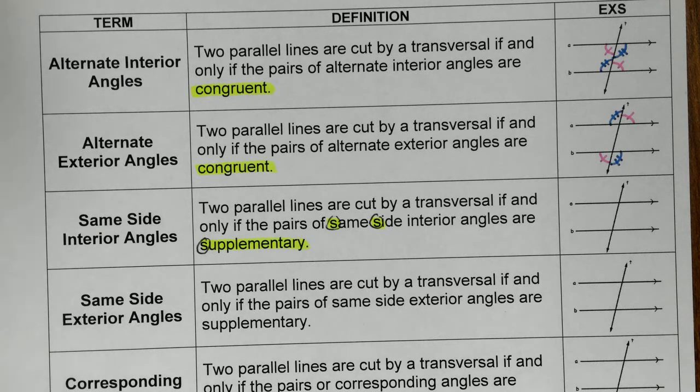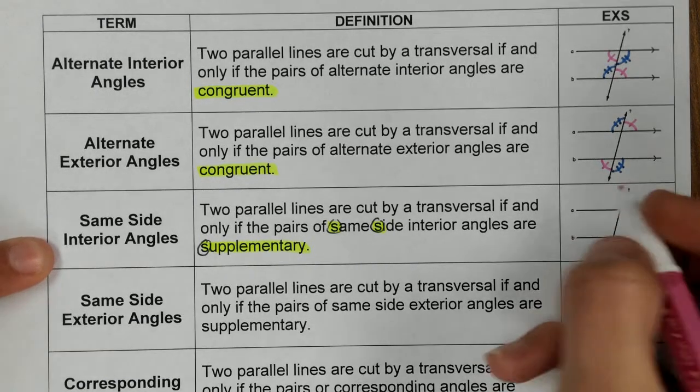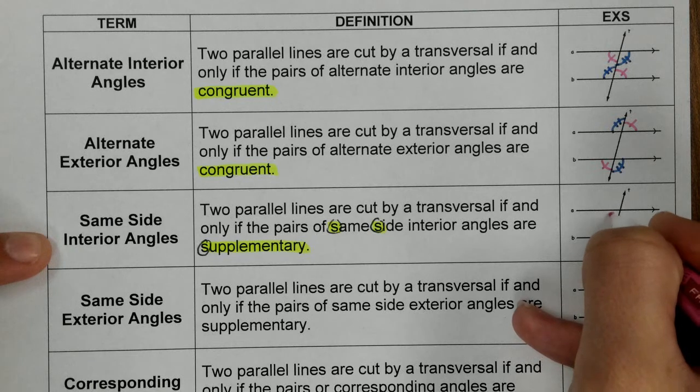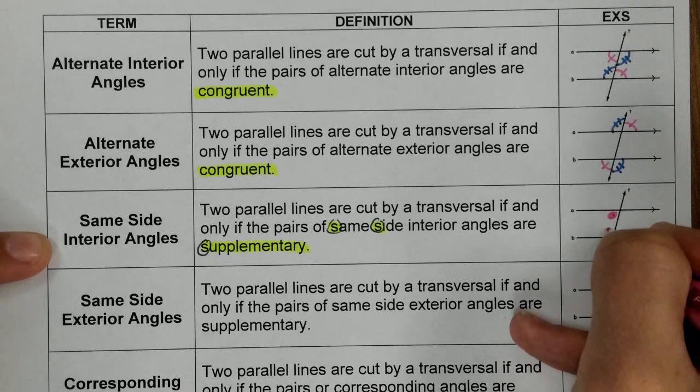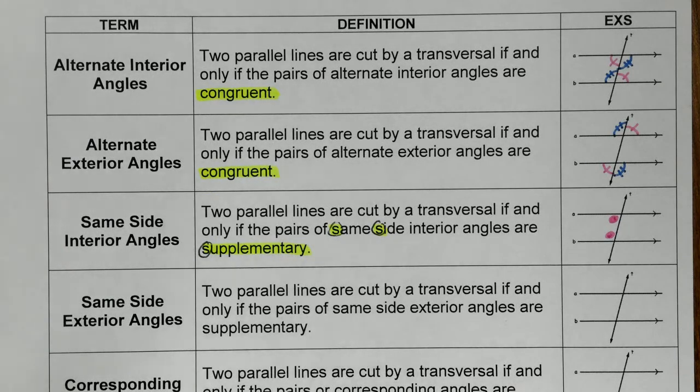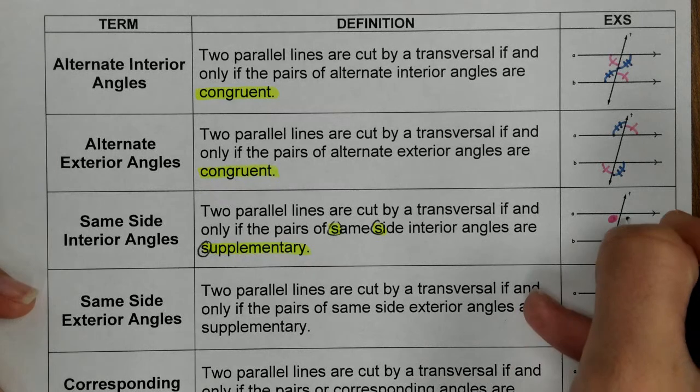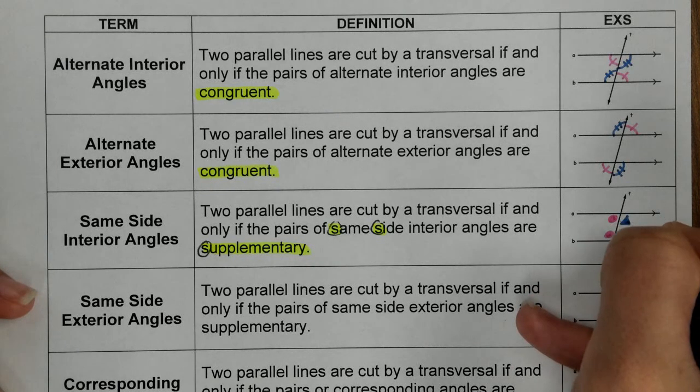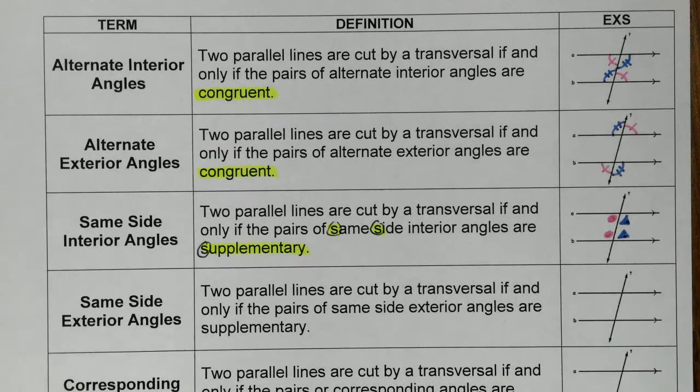I'm going to change it to shapes. My first pair of same side interior angles, I'm going to stay on the same side of the transversal and stay interior. Just draw a little dot or a little circle here. These are same side interior. My other pair are over here, and I'll do little triangles, so we have a different shape. So just in case you do not have colors, you can draw the shapes.